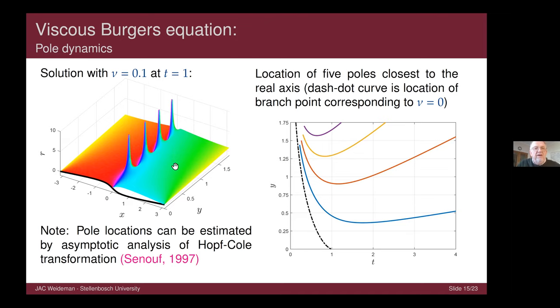I actually have an animation of this, but for the sake of time, I'm not going to show it. I can just appeal to your imagination. These poles come from infinity. Remember, we start off with sine of x, which has no singularities. Then as time increases, the poles come marching down towards the real axis, but they don't quite reach it. So there's no collapsing, there's no shock, and then they start marching away as represented in this picture. Eventually they have all retraced back to infinity and you get the steady state solution.